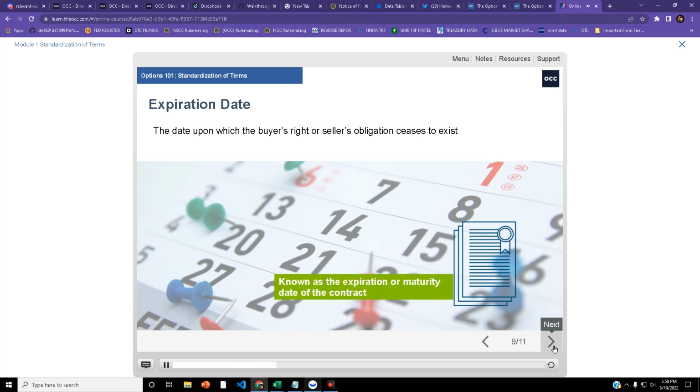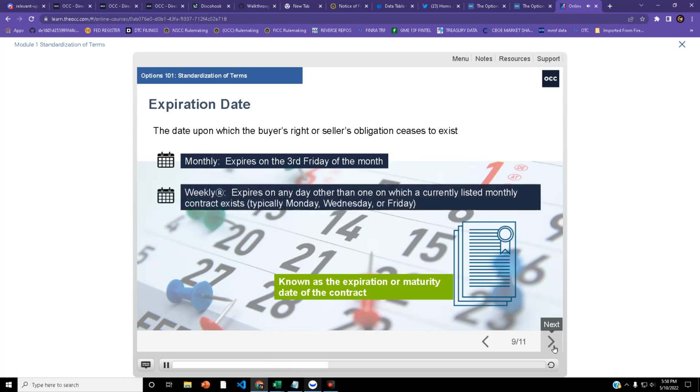Until recently, almost all equity contracts expired on the third Friday of the month. Today, however, exchanges offer a variety of expiration dates to meet investor demand, including weekly contracts which expire on any day other than the third Friday of the month. While most weekly contracts have contract specifications identical to their monthly counterparts, some weekly contracts may have noticeable differences, including last trading date and settlement value.